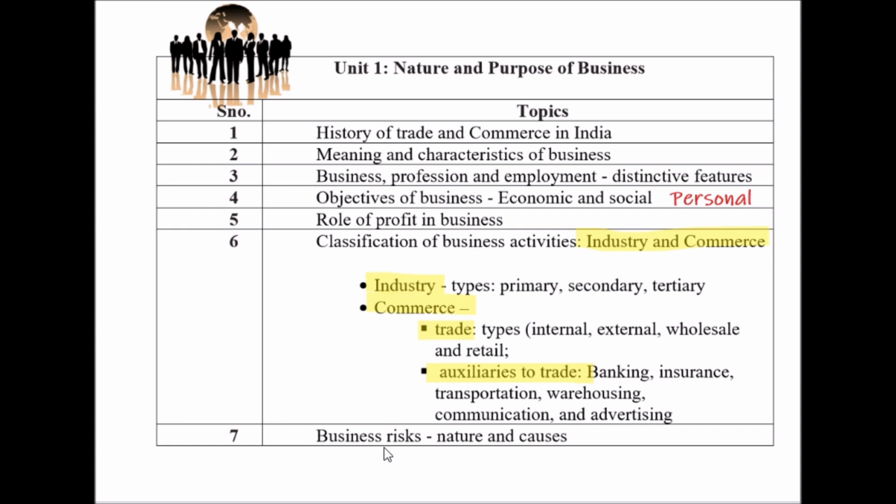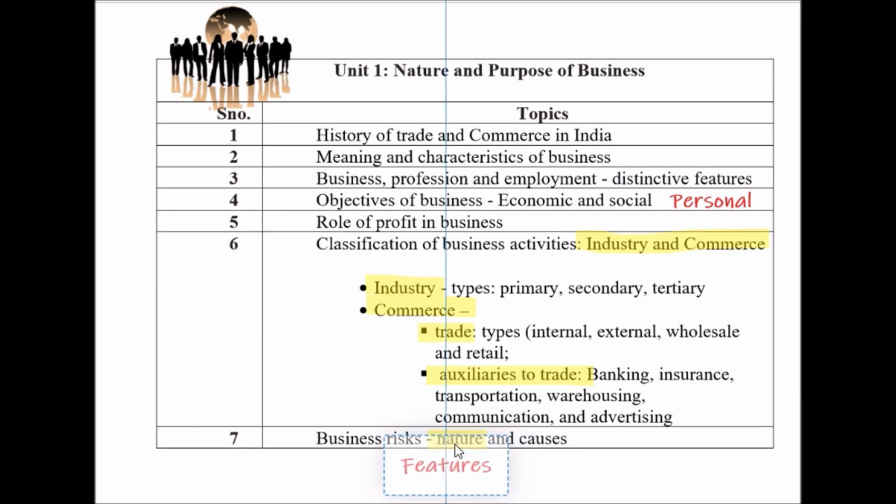The last topic is business risk, nature and causes. And you need to know, beta, nature is same as features. So we are going to do the features or nature of the businesses and what are the causes of business risk. So I hope all the content of your syllabus is clear to you. I told you that for this topic, objectives of business, I am going to give you notes. Rest we can do it from the book itself.